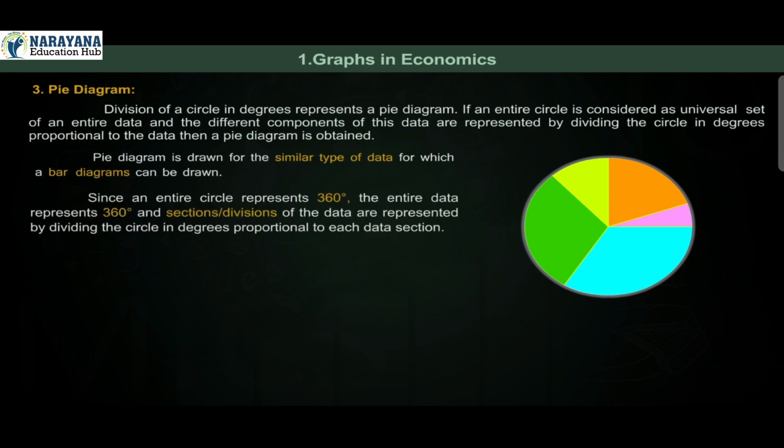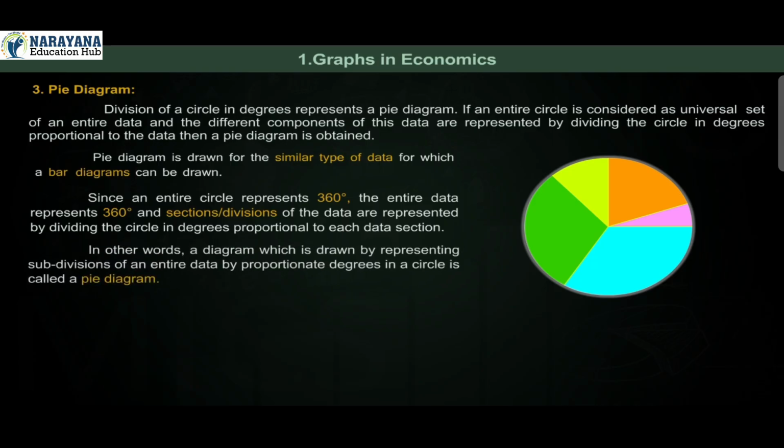Since an entire circle represents 360 degrees, the entire data represents 360 degrees, and sections or divisions of the data are represented by dividing the circle in degrees proportional to each data section. In other words, a diagram which is drawn by representing subdivisions of an entire data by proportionate degrees in a circle is called a pie diagram.